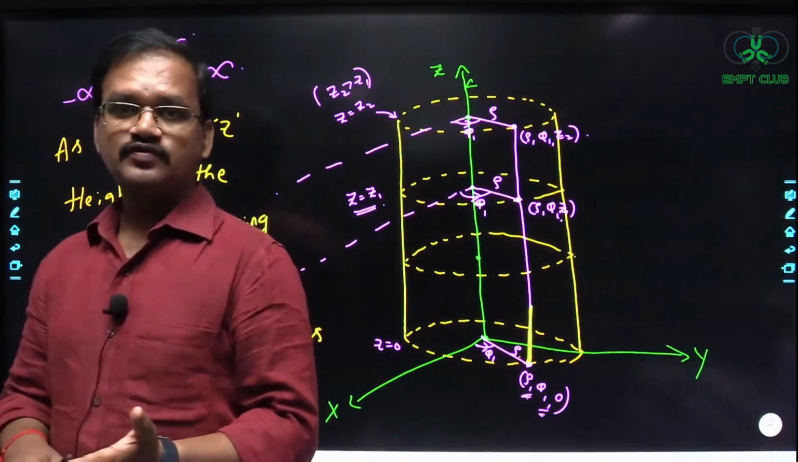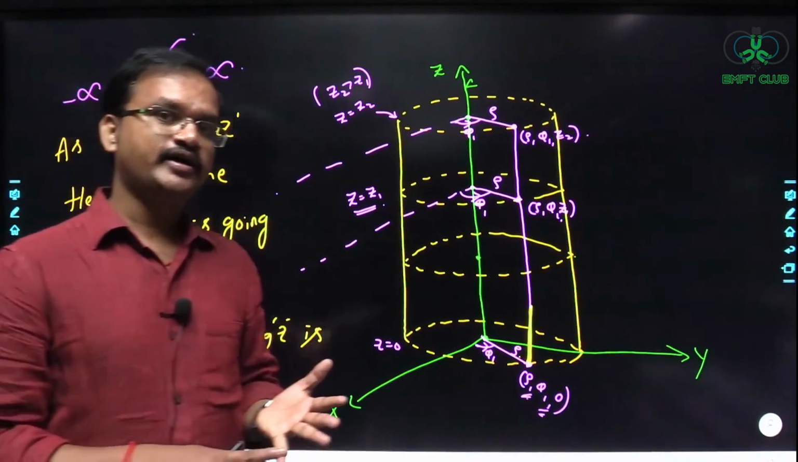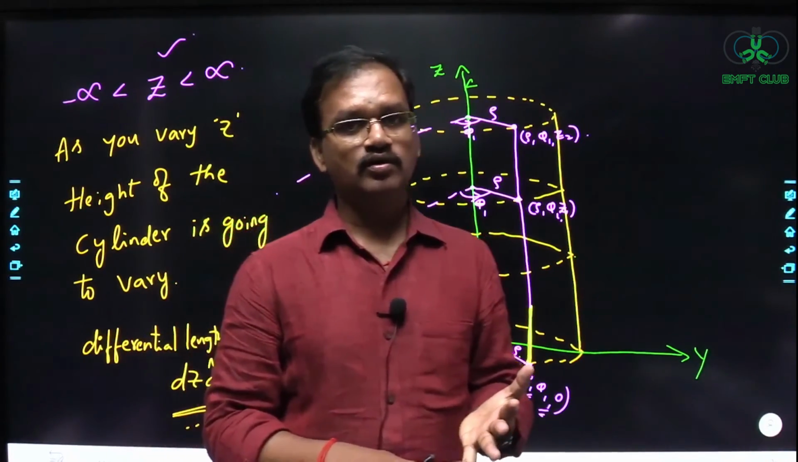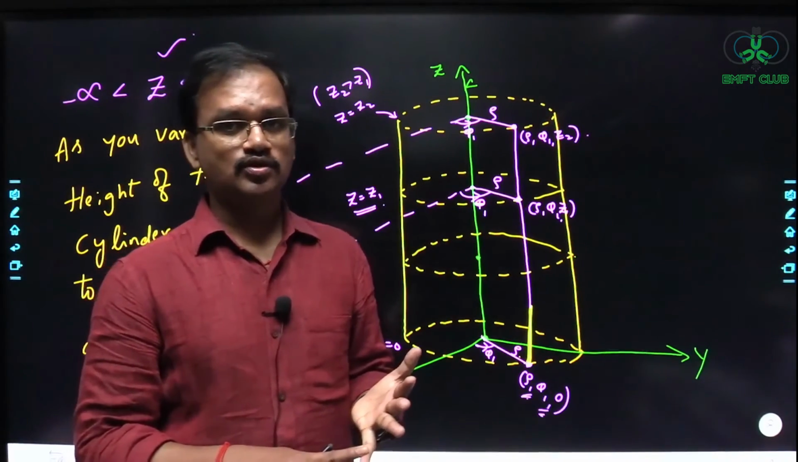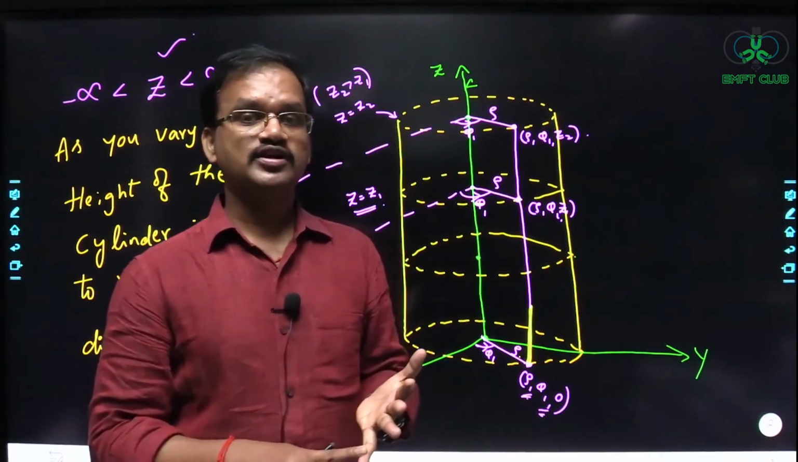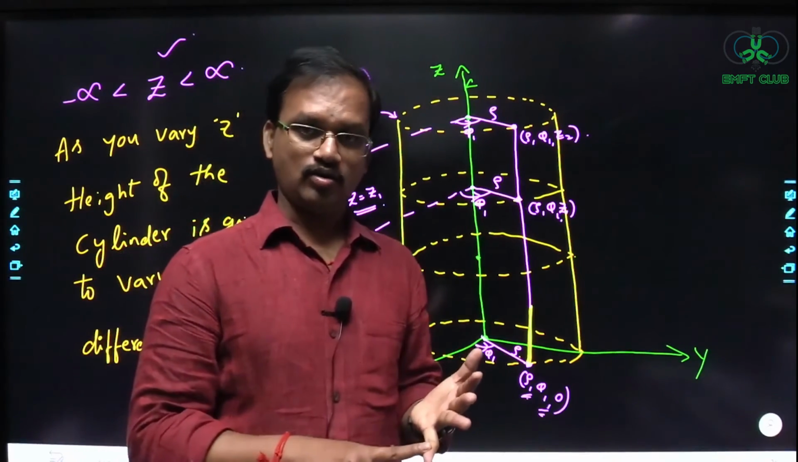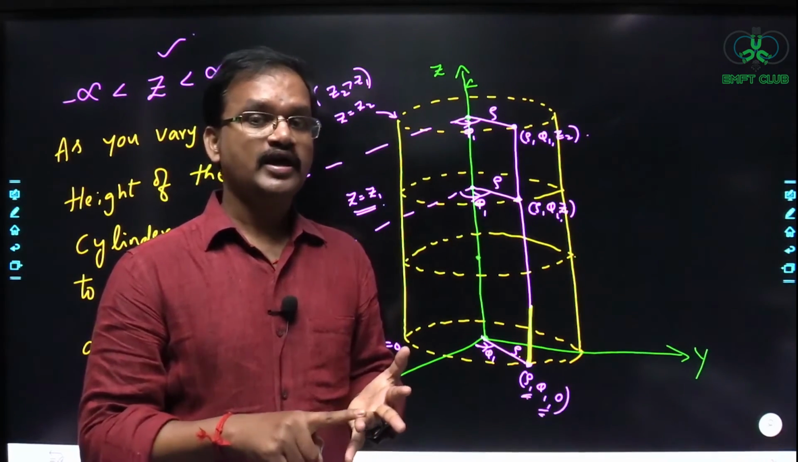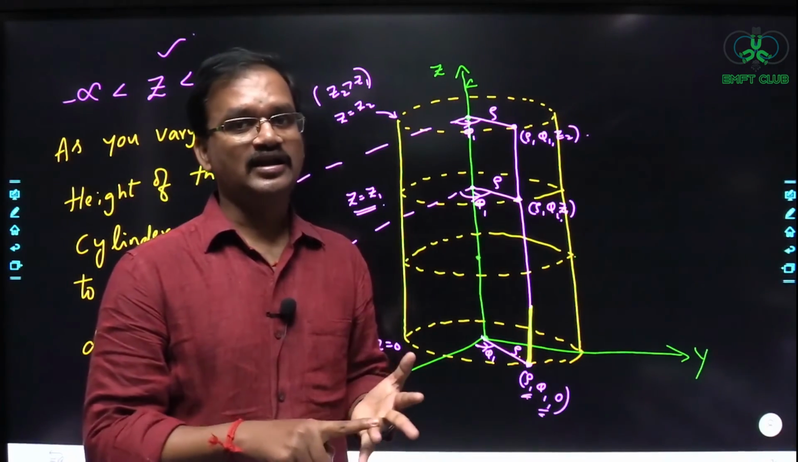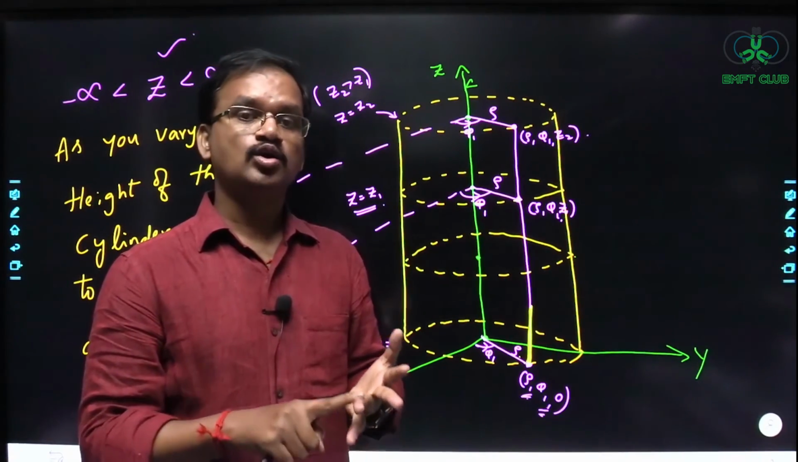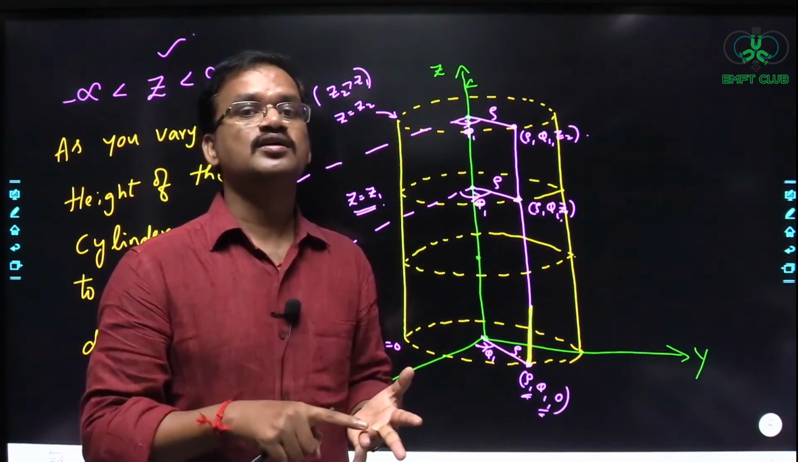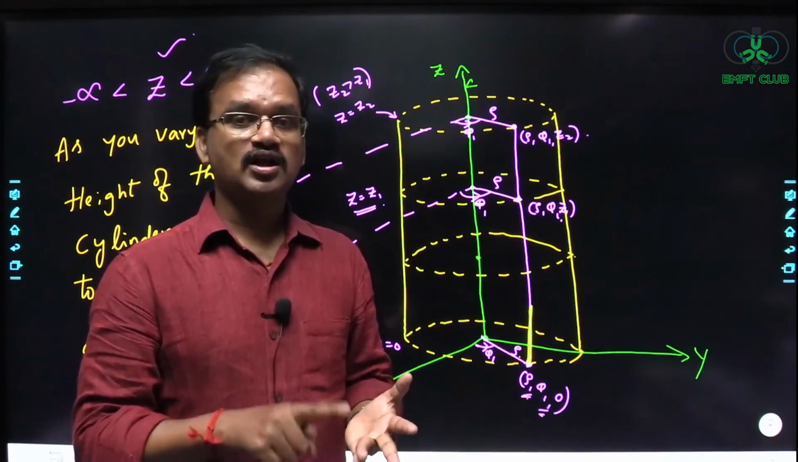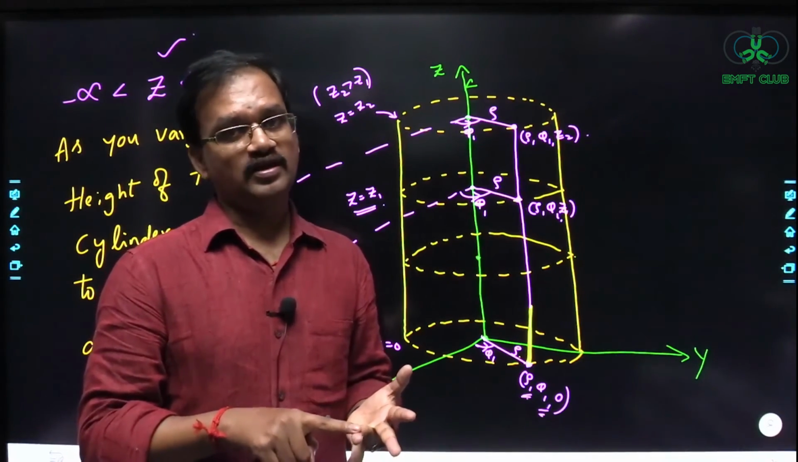So we have studied about rho. It is the normal distance from the axis of the cylinder to any point on the surface of the cylinder. As you vary rho, the size of the cylinder is going to vary, and hence the range of rho is from 0 to infinity. The differential arc length along rho is nothing but d rho a rho cap. Next we have studied about phi. Phi is the angle between the x-axis and rho, measured with respect to the x-axis in the anti-clockwise direction. As you vary phi, you are going to move along the circumference of the circle, and hence the range of phi is from 0 to 2 pi. The differential arc length along phi is nothing but rho d phi a phi cap.